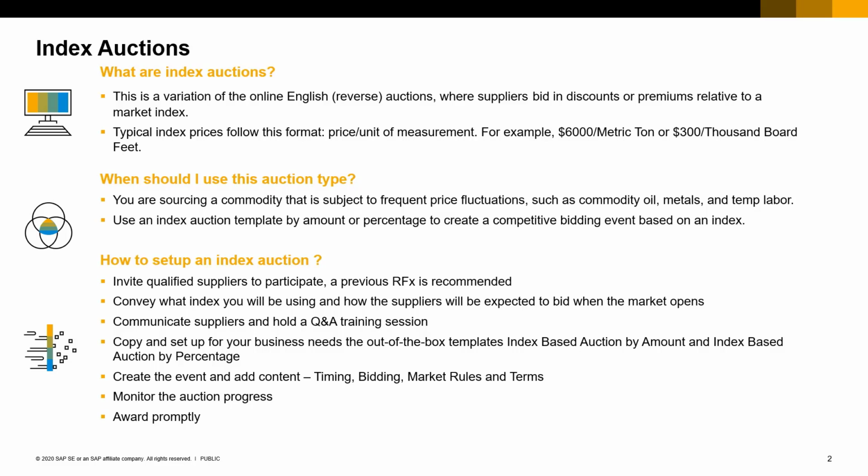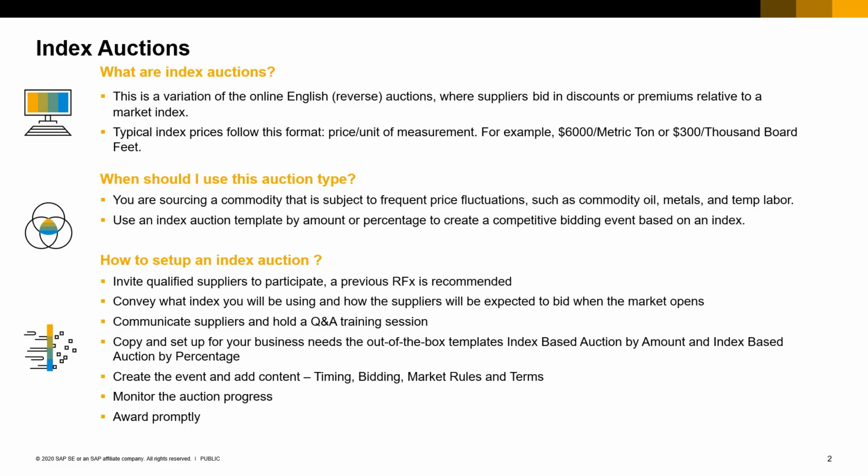If you use amount, you can choose to have suppliers place bids in terms of a nominal currency amount above or below the index. For example, $5 above the index value. If the index value is 50, the bid is 55. If you are using percentage, you can choose to have suppliers place bids in terms of a percentage value, either above or below an index. For example, 5% less than the index value. If the index value is 50, the bid will be 47 and 50 cents.